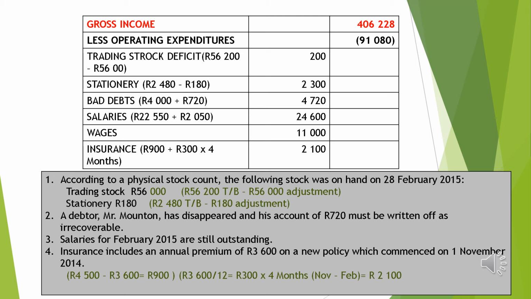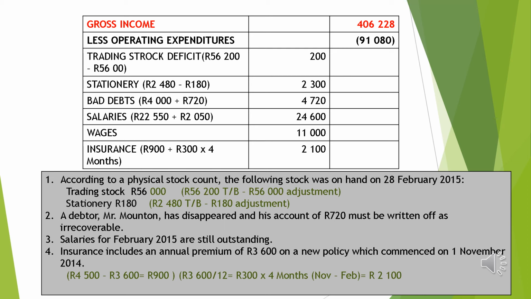Then for bad debt, we are going to say 4,000 rand as per your trial balance total plus 720 because we are experiencing an increase of bad debts. Then we'll have a total of 4,720, which is in relation to the total bad debt amount that we incurred during the financial year.